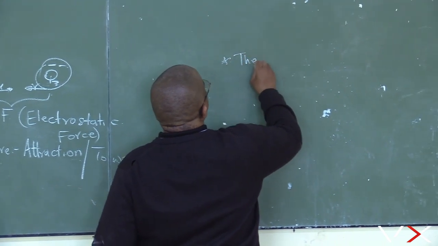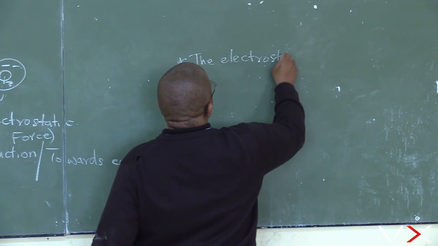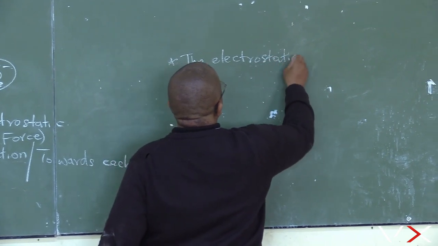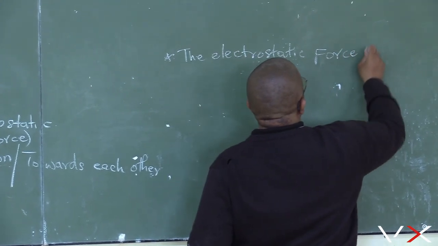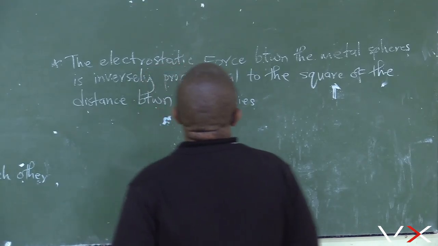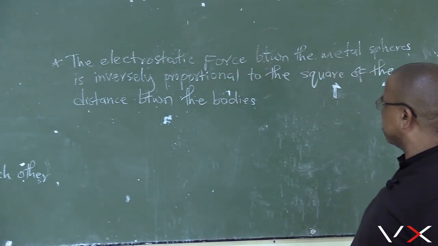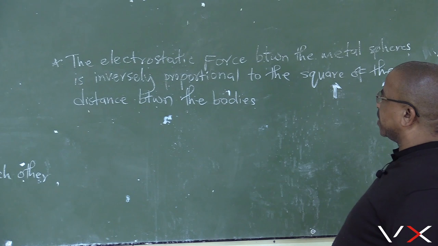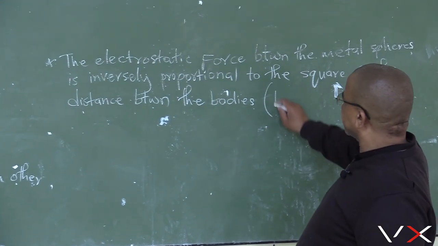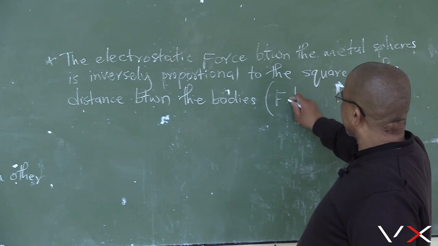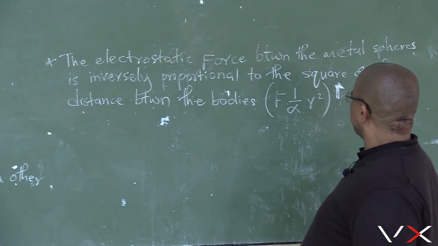The electrostatic force between the metal spheres is inversely proportional to the square of the distance between the bodies. Electrostatic force is inversely proportional to the square of the distance between them.